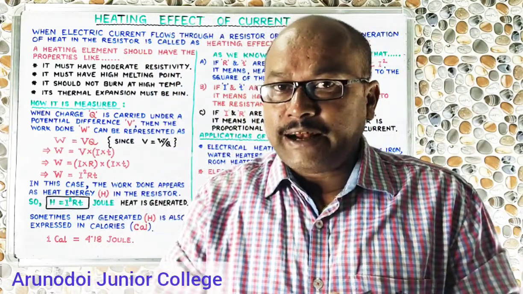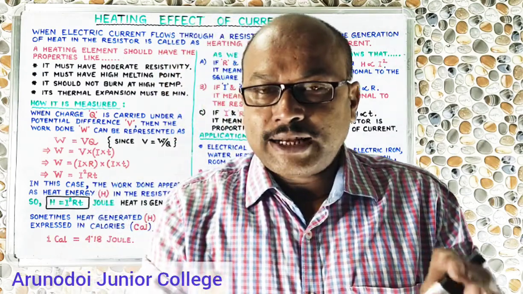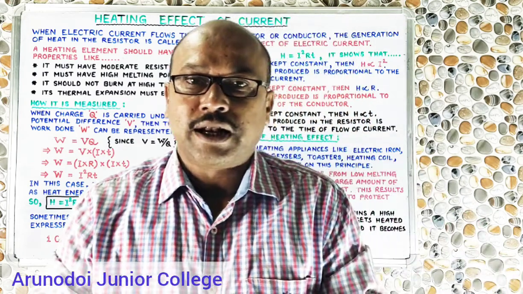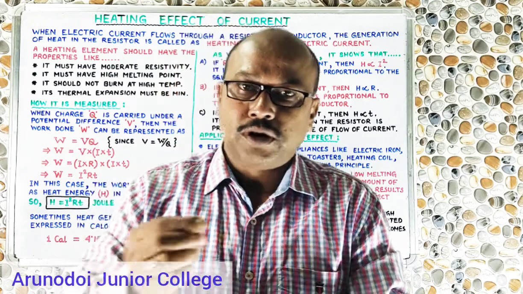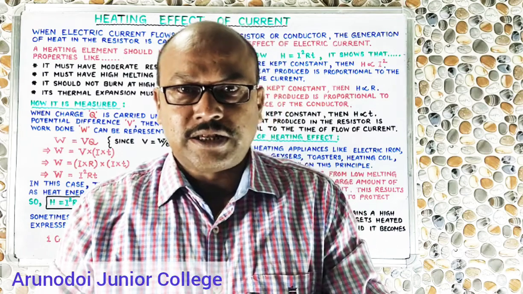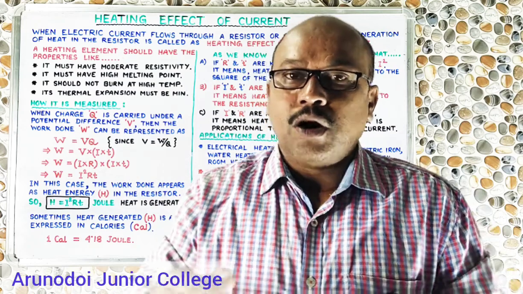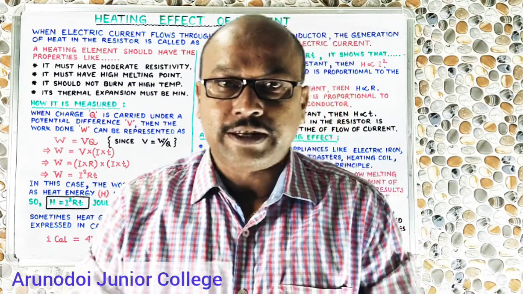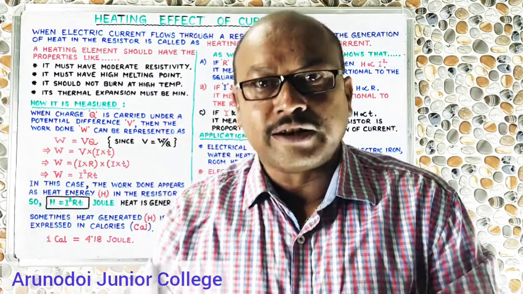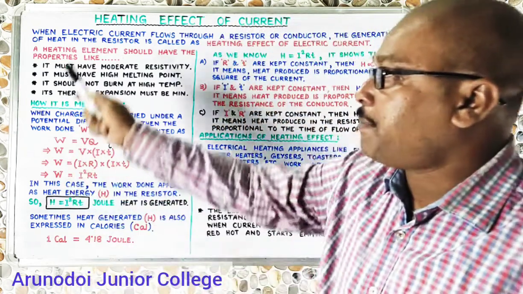When electric current passes through a conductor, then we always know that a conductor has resistance, and due to resistance, the conductor always opposes the motion of charges through it. As a result, between electric current and resistance, there is a kind of phenomenon, and as a result of that phenomenon, in the conductor or in the resistor, heat is generated. This phenomenon of generation of heat in a conductor or in a resistor is called heating effect of electric current.